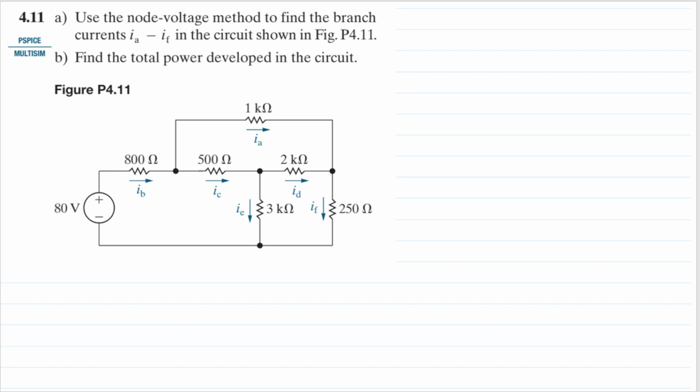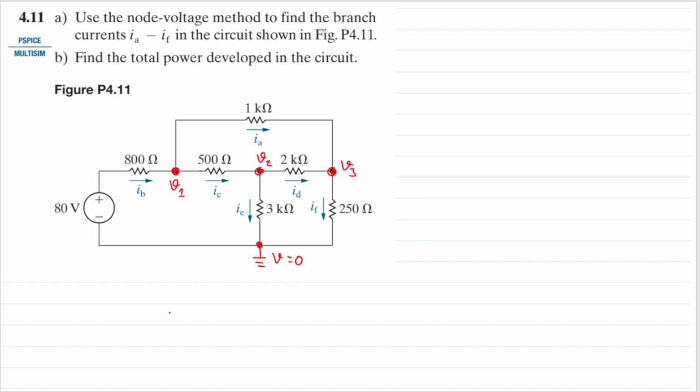Okay, maybe we need to name all the nodes. I think this node here will be our node V1. And this node here is our node V2. Good. And now this one will be node V3. And I want to set this bottommost node here as our ground so that the voltage there is 0.